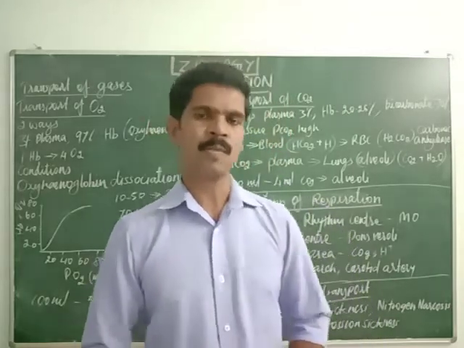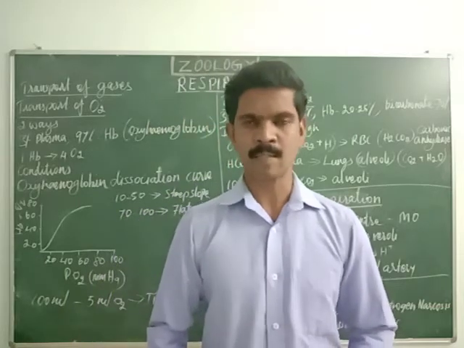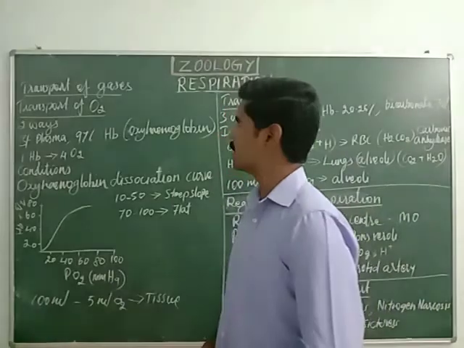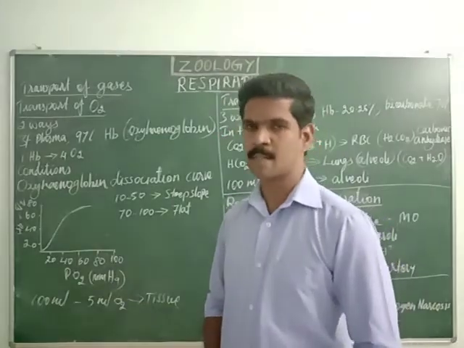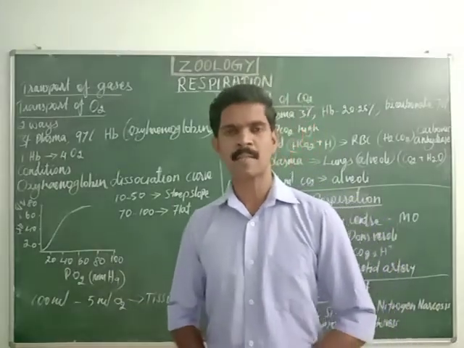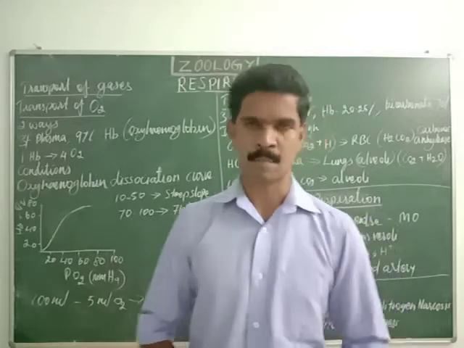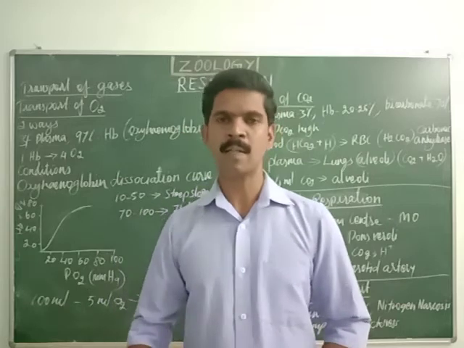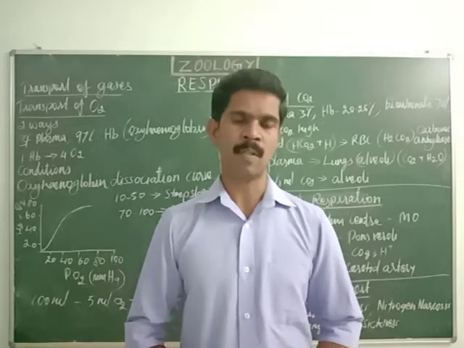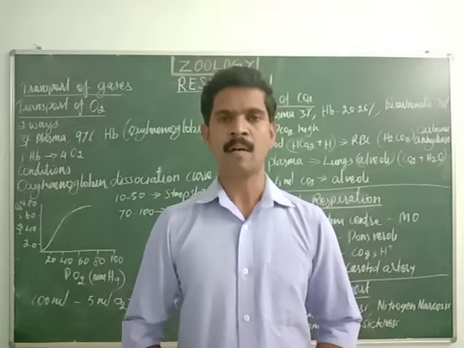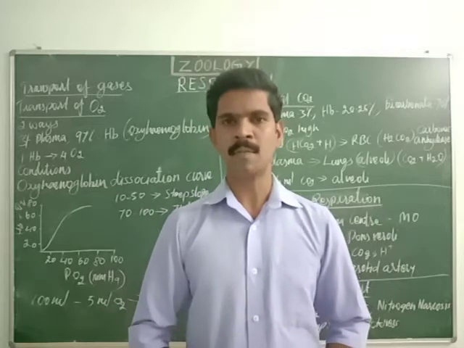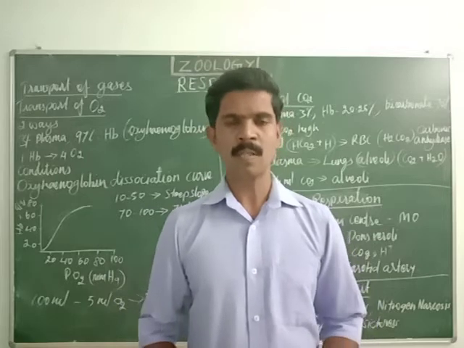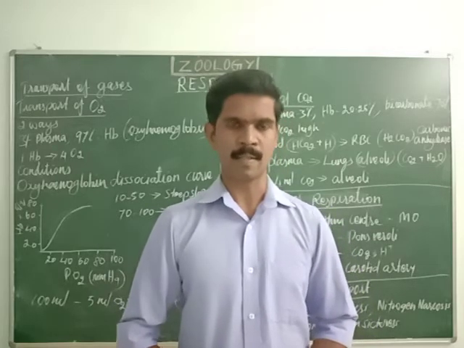Okay, dear students, today we are going to study the next topic of this chapter, which is transport of gases. Carbon dioxide and oxygen are both called respiratory gases. The carbon dioxide is moving from the tissues to the alveoli through the blood, and the oxygen is moving from the alveoli to the tissues through the blood. Understand? So these two gases are called respiratory gases.